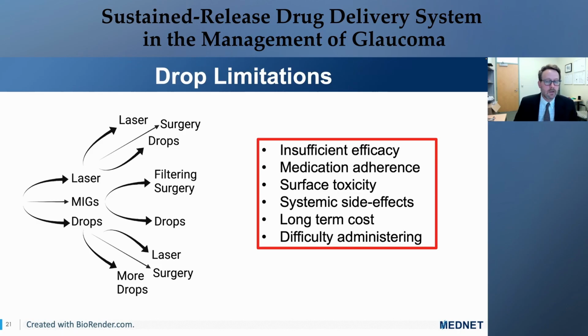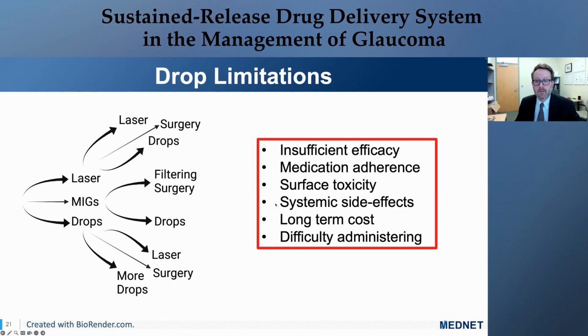Sometimes they don't work as well as we'd like them to. Medication adherence is a major issue with a lot of our patients. This has been shown in a number of different ways, but medication adherence can really be horrible, even when we're just asking a patient to use a drop once a day. A lot of our patients complain of surface toxicity, and it can be fairly dramatic, and it can cause patients to want to stop these drops, and has led to the development and progression of some of these therapeutics, such as laser and MIGS surgery.